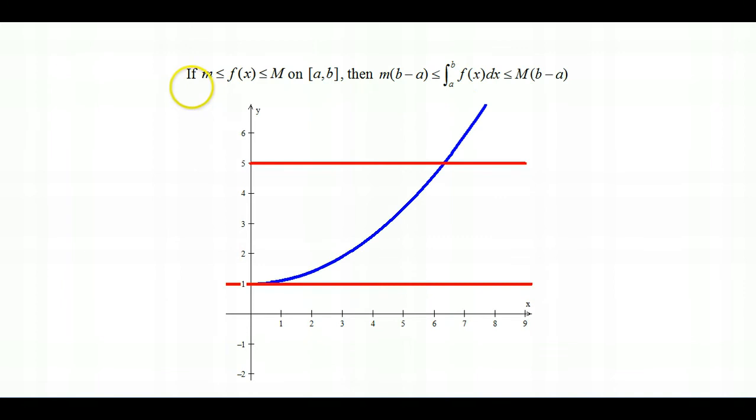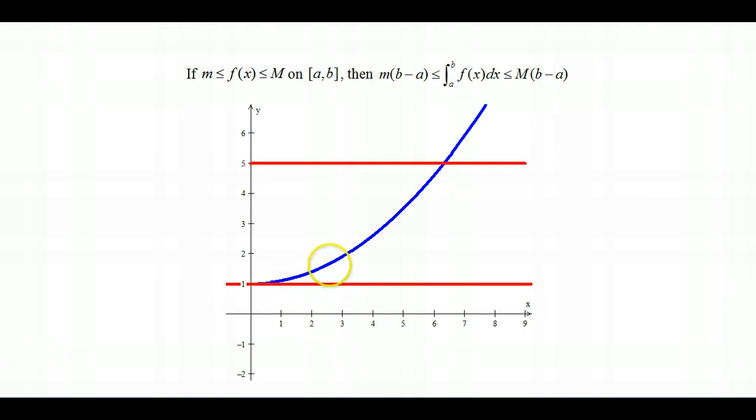This next piece is a bit of an extension of the comparison theorem, and what it says is if m is less than or equal to f of x is less than or equal to big M, so little m and big M in this case are constants, they're numbers. So if some function f of x is trapped between two numbers on the interval from a to b, then the integral from a to b of f of x is trapped between m times b minus a and capital M times b minus a. So I think that's best illustrated with a graph.